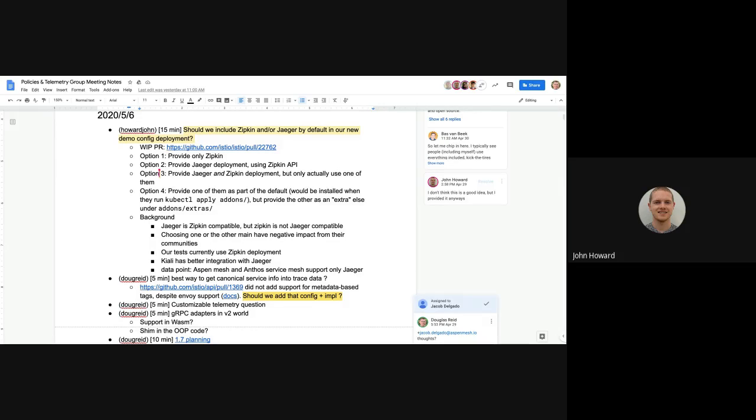There's a few options. The obvious ones are pick either just Zipkin or just Jaeger. But we could also do things like provide both, or provide one as the default and then one in some extras slash Zipkin or extras slash Jaeger folder that they could optionally use. Or something else I haven't thought of. So I don't particularly have an opinion on either of these. I don't really care too much. I don't know enough about tracing to make an informed decision. So that's why I'm here mostly.